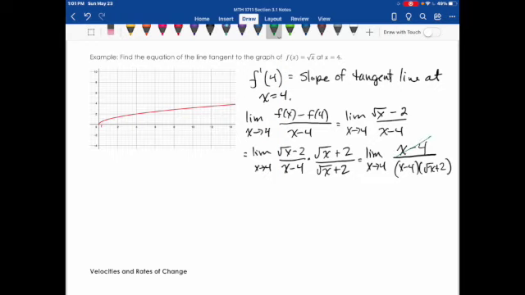Now we have a factor that's the same on the top and the bottom, so I can cross off the x minus 4. So I've got the limit as x approaches 4 now of 1 over the square root of x plus 2. Now I can use direct substitution and the limit laws, and when I do that, I get 1/4. So this is the slope of the tangent line.